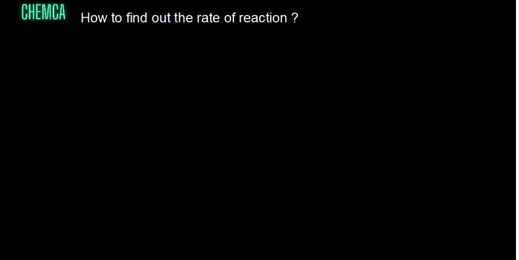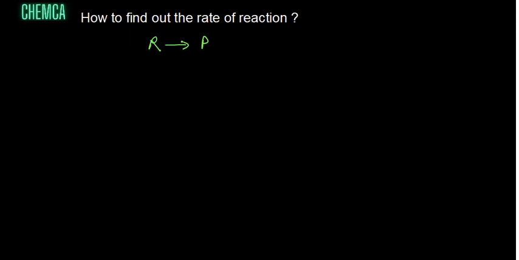Hello students, today we are going to learn how to find out the rate of a reaction. Let's take one example. If you take a reaction in which R forms P, let R be the reactant and P be the product. So reactant is forming product, this equation we have taken.